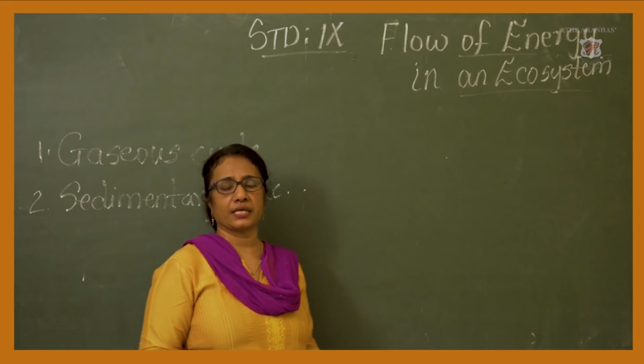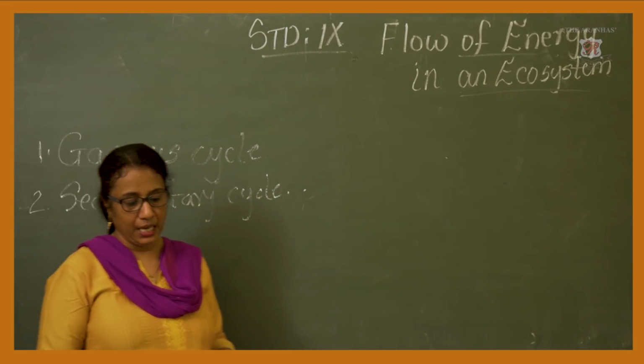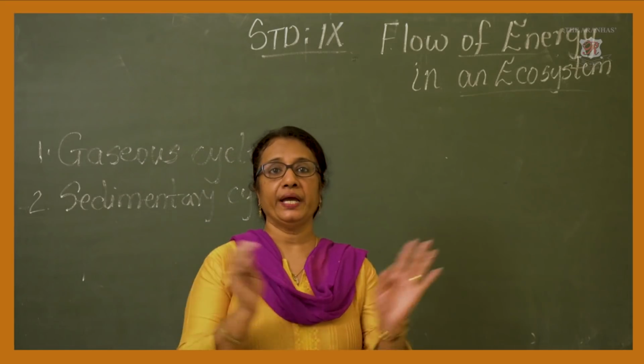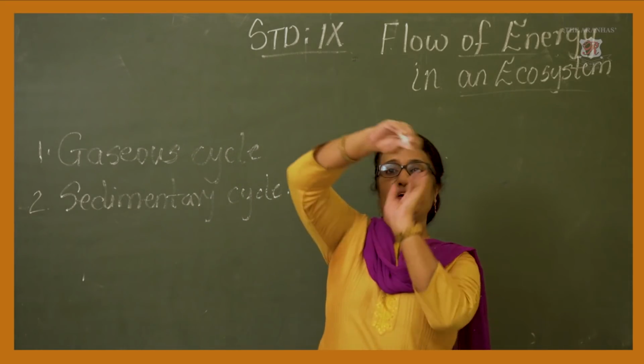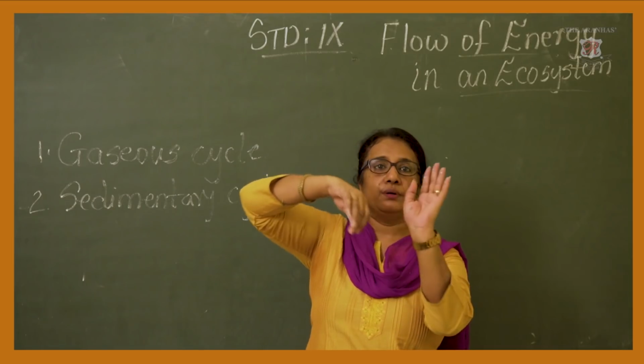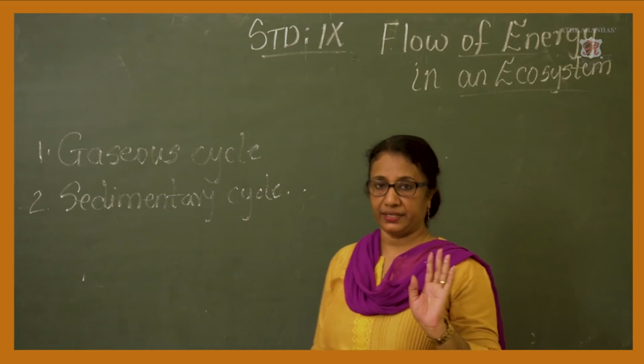You have carbon dioxide, you have nitrogen, you have oxygen, and you have water vapor. So, where is all this? This is all enveloping the Earth's atmosphere. They are all accumulated in the atmosphere there.